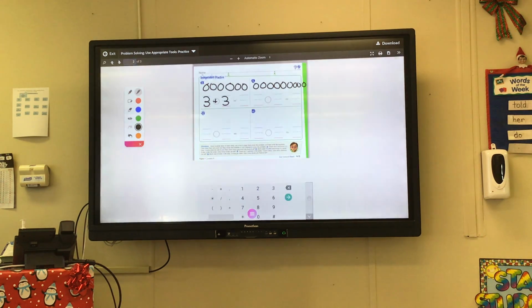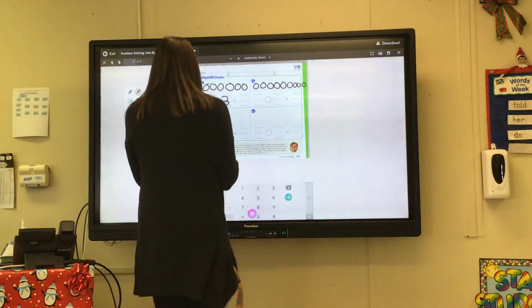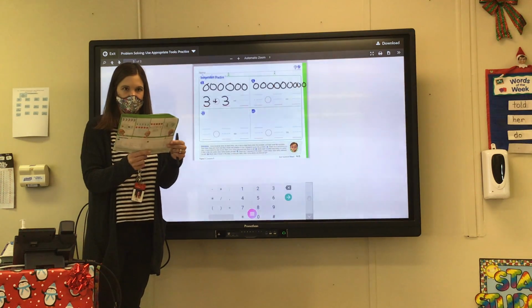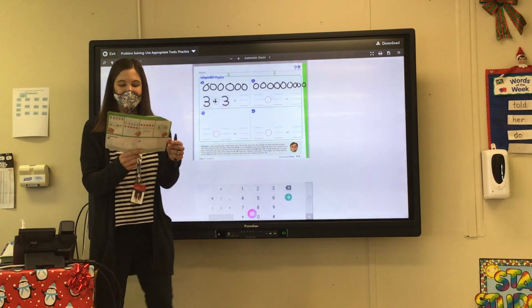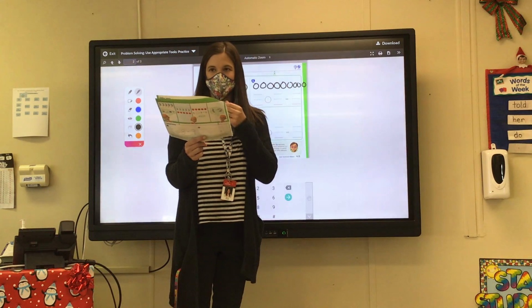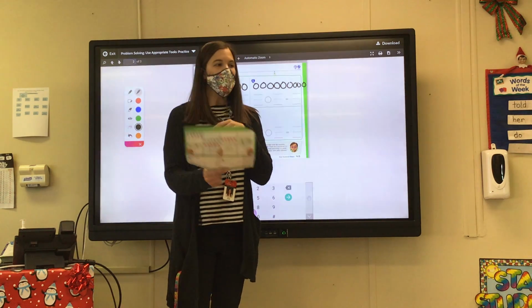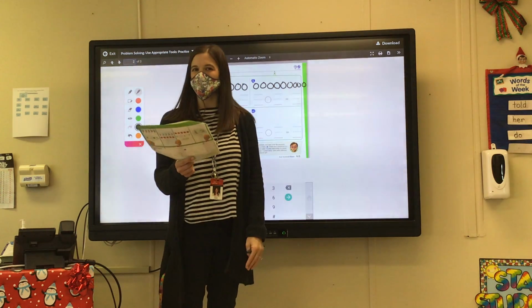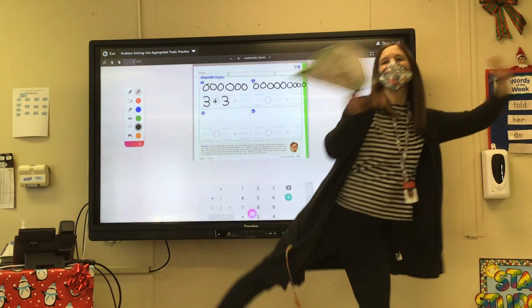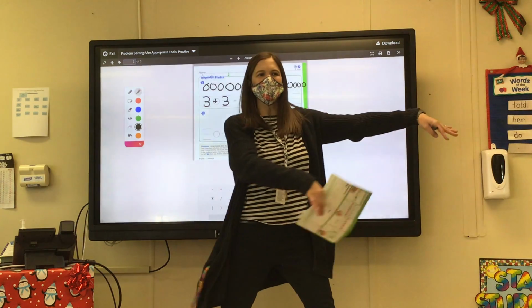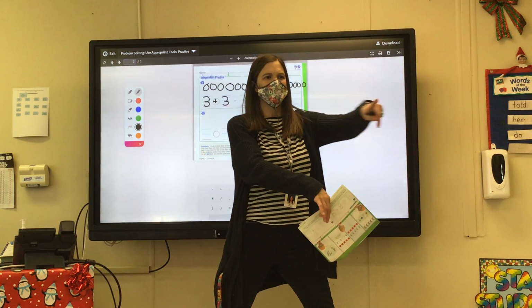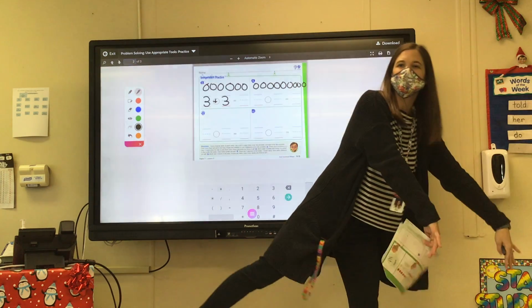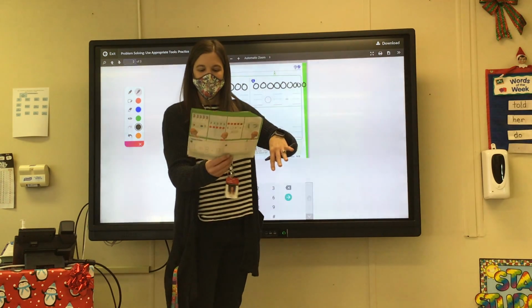All right, good. Looks like our friends are ready to go. Ready? Okay, here we go for number 5. There are 7 beavers in the water. 4 swim away. How many are left? So if they're swimming away, are we adding them together or are we taking away and subtracting? Jack, we're taking away. So this is a subtraction problem, right?